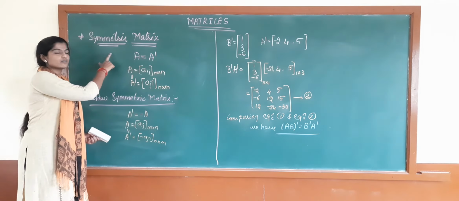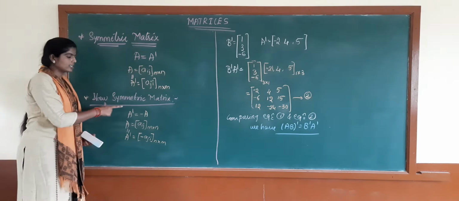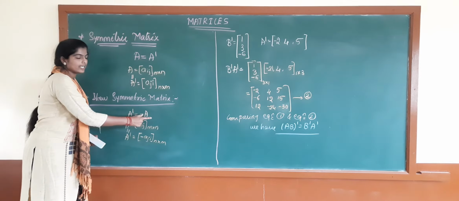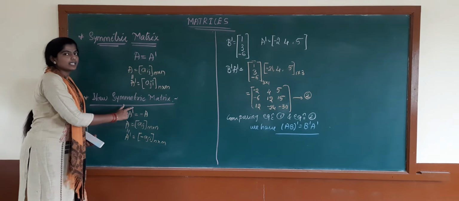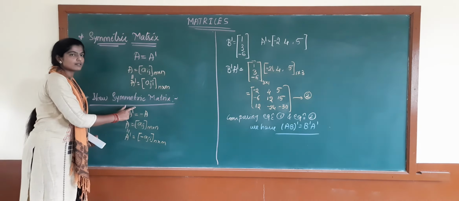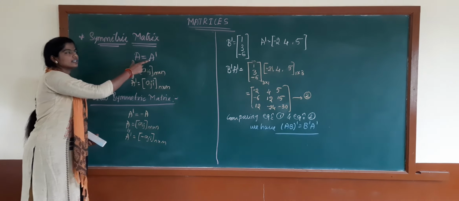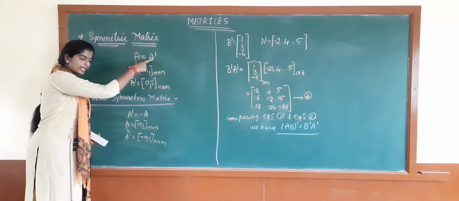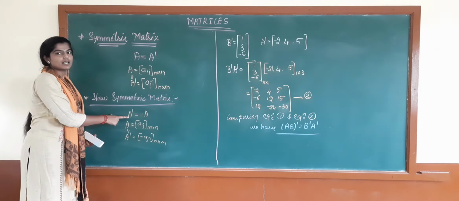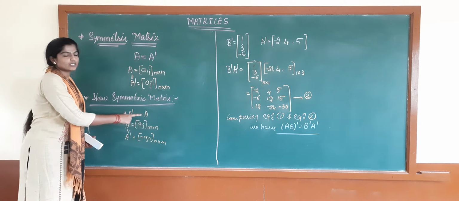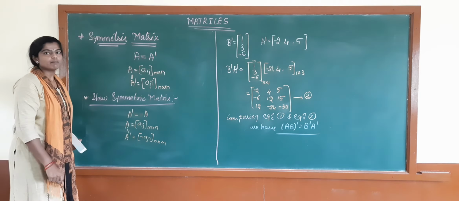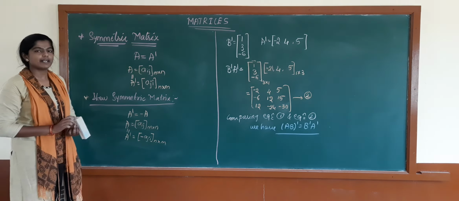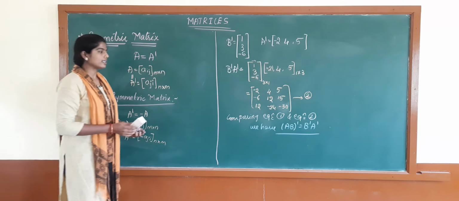In a symmetric matrix we have A equal to A dash. In a skew symmetric matrix we have A dash equal to minus A. We should not pronounce it as A dash; we pronounce it as the transpose of A. So in a symmetric matrix, A is equal to the transpose of A, and in a skew symmetric matrix, the transpose of A is equal to the negative of A. These two are the definitions of a symmetric and skew symmetric matrix.